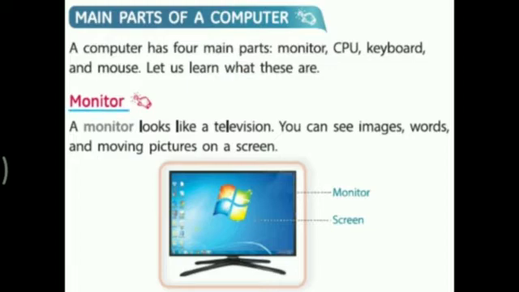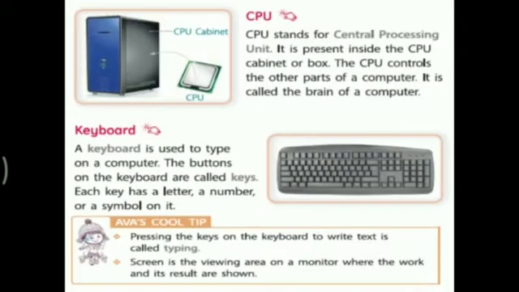First is monitor. A monitor looks like a television. You can see images, words and movie pictures on a screen. In this figure we can see a monitor and a screen. As shown, we perform every task on the screen. A monitor displays information processed by the computer. Right? The next we have CPU.